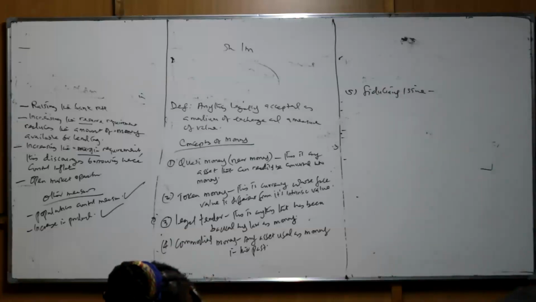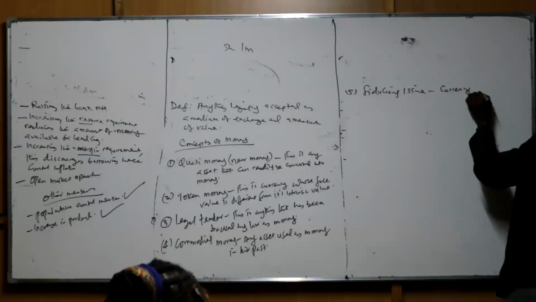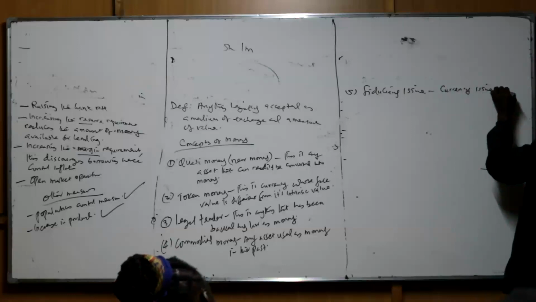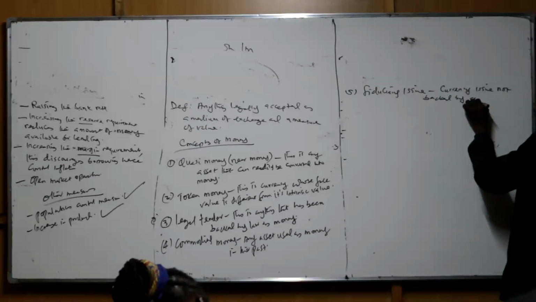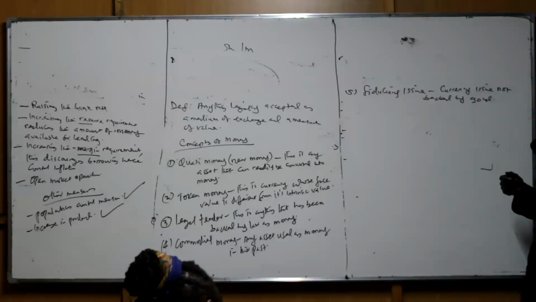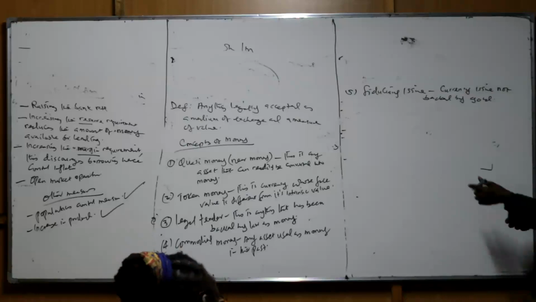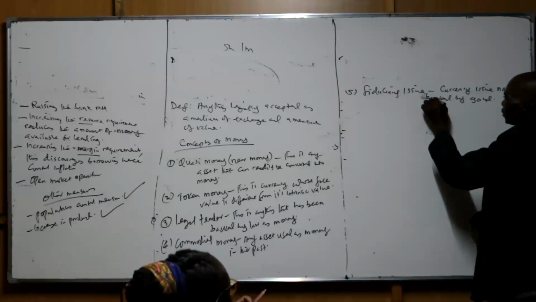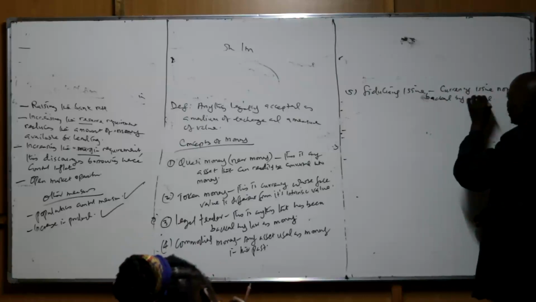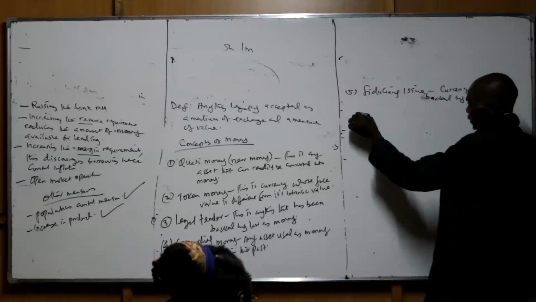Fiduciary currency issue is currency not backed by gold. Previously, when you had to issue currency, there must be a gold reserve. That was done away with, and therefore currency can be issued without any equivalent gold backing. So any currency issue which is not backed by gold is part of the fiduciary issue.